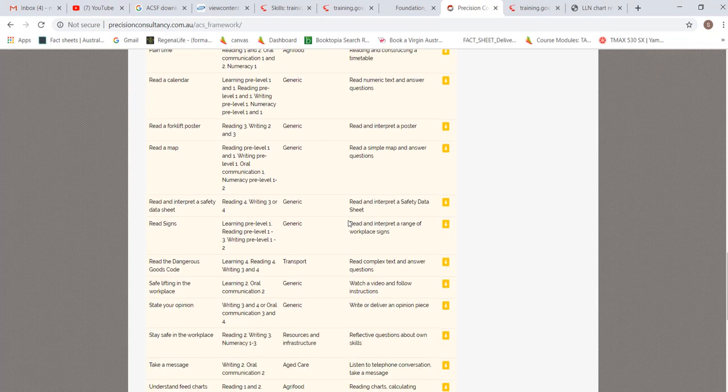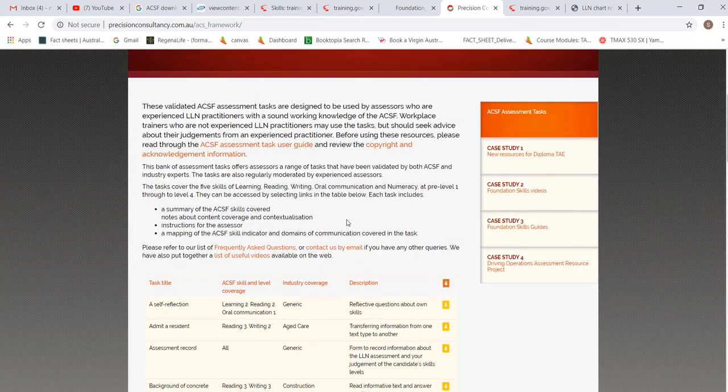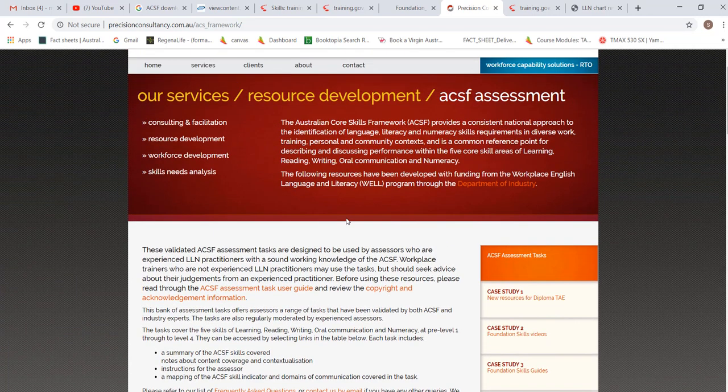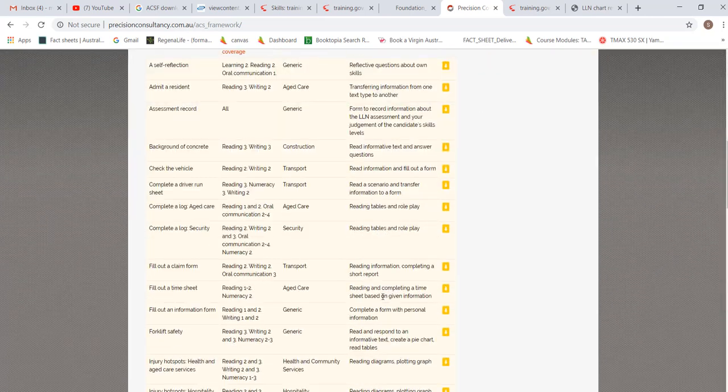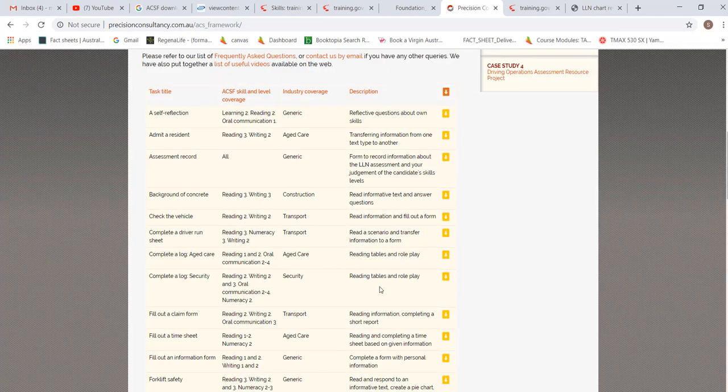I really enjoy using the Precision Consultancy tools that we've got here. The only caveat that I will give you is that unfortunately, these tools don't actually have a marking guide with them. All right, so if you are going to use them, you will need to develop your own marking guide.